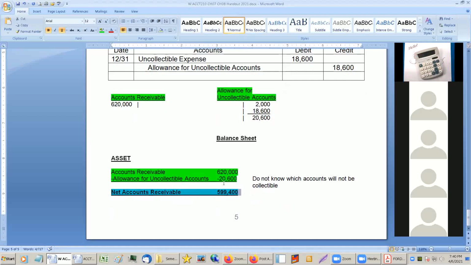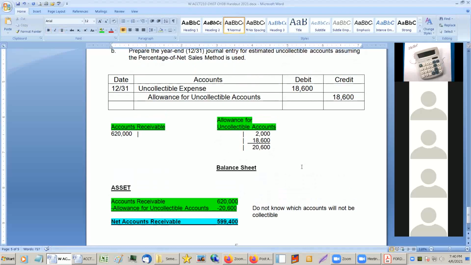And a lot of times that will be the only amount they give. And I'll show you an example of that in a second here. Any questions on any of this?